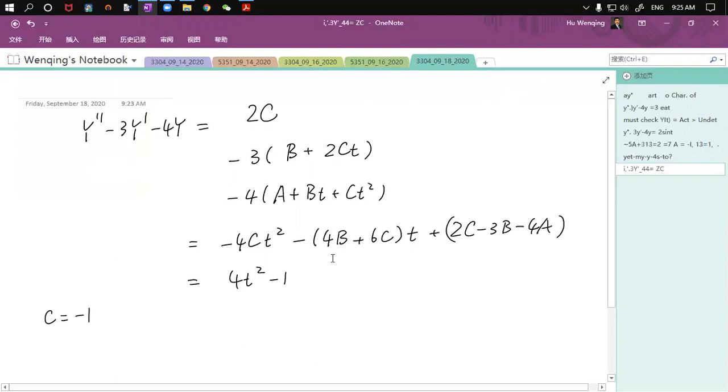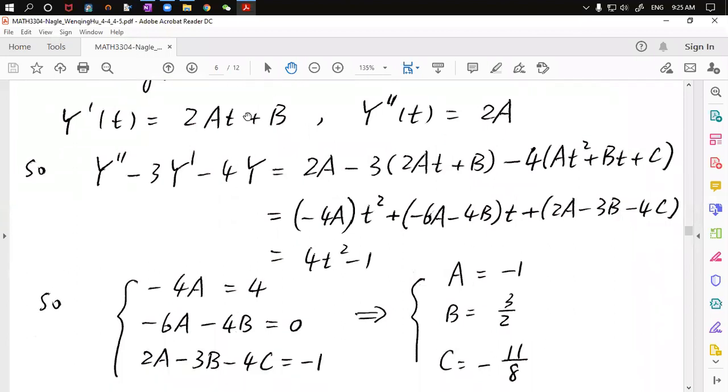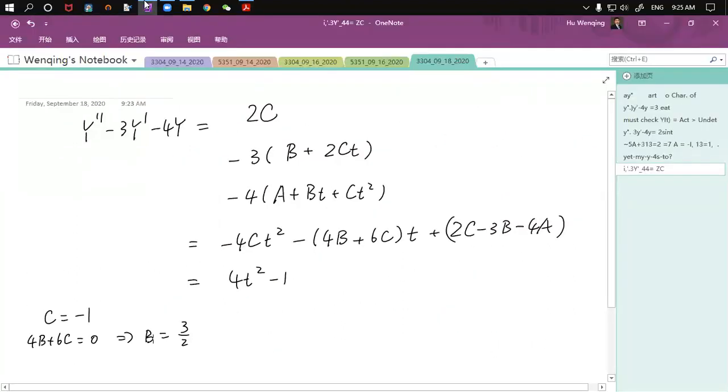And then as you're going to see, it's 4b. Okay, so 4b plus 6c is 0, so that b is equal to what? C is minus 1. So 3 over 2, right? So b is equal to 3 over 2. Okay, and then you want to find a.